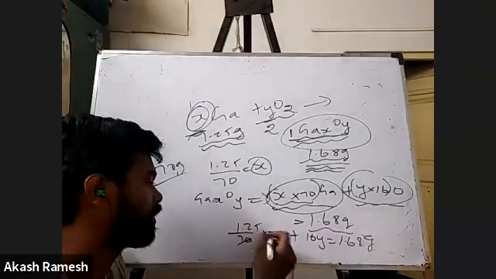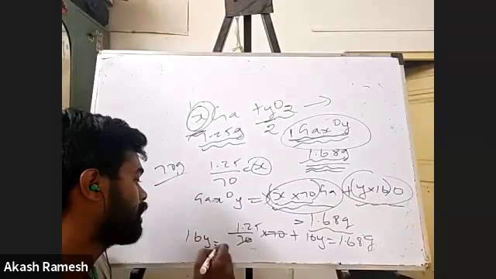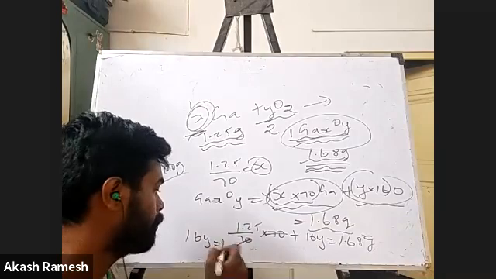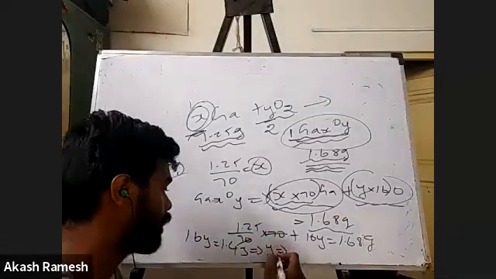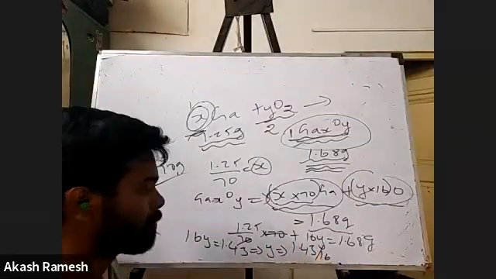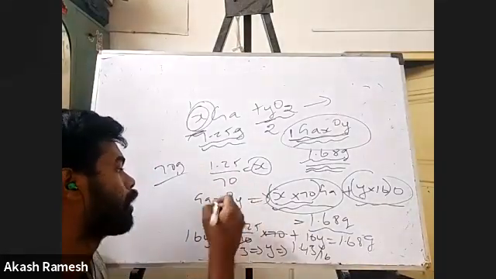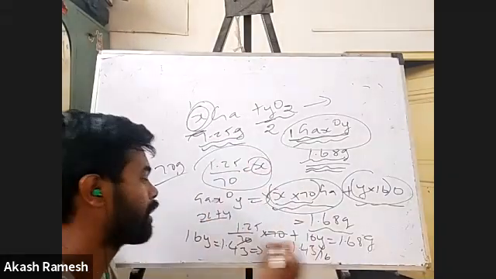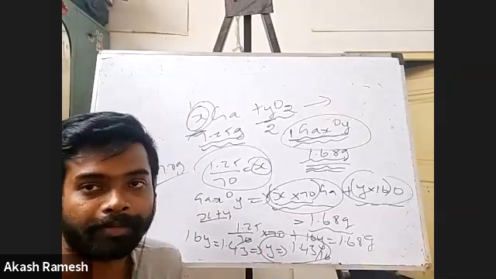So 70 gets cancelled, and you have 16Y equal to 1.68 minus 1.25, which is 1.43. So the Y value will be 1.43 divided by 16. Now you calculate what they're asking, X plus Y. The X value is this, the Y value is this. Just add them both and you get the answer.